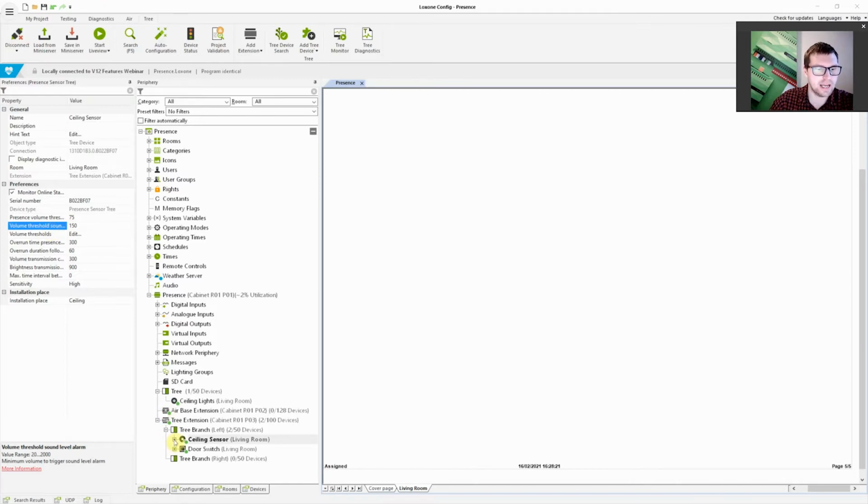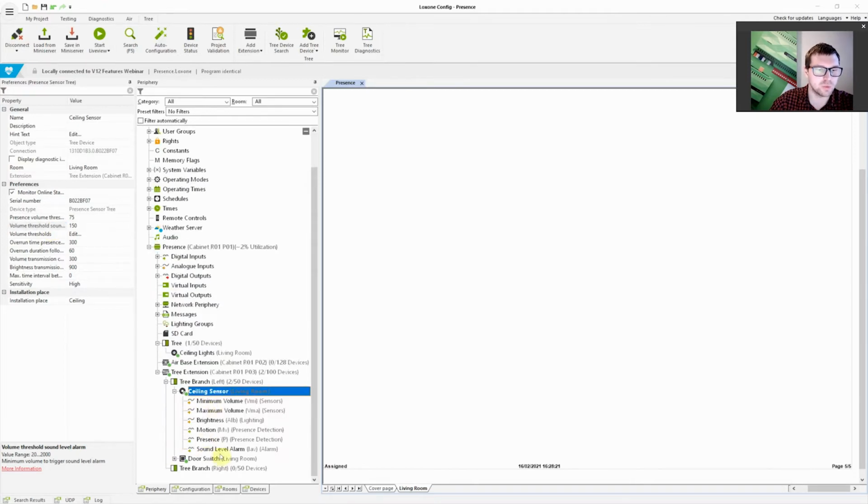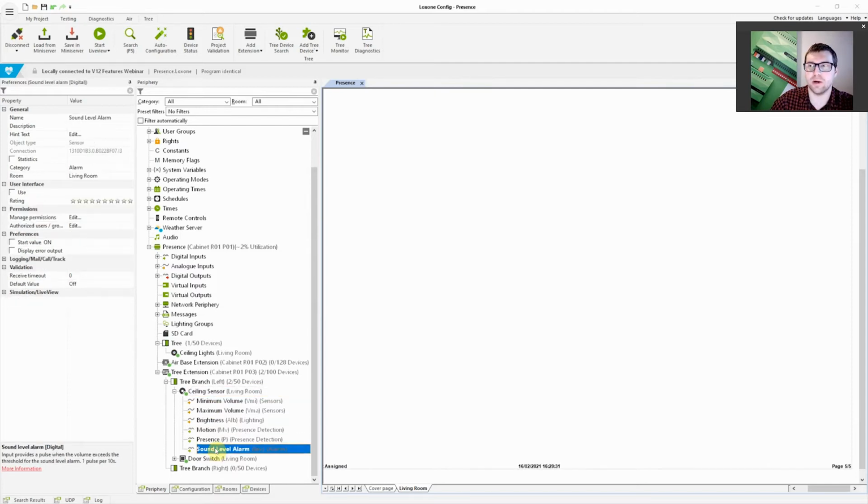The reason being, if we take a look at the inputs within the sensor itself, you will see that there is a presence input and a sound level alarm input. The presence input is primarily what we'll be covering today. This is what you will use to trigger lighting, to extend heating, to trigger audio, and so on. The sound level alarm has no default functionality, but it could be used, for instance, in an ambient assisted living scenario to get a notification if somebody yells or shouts out.